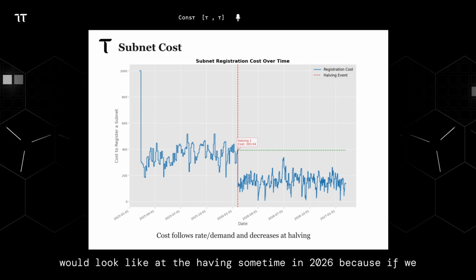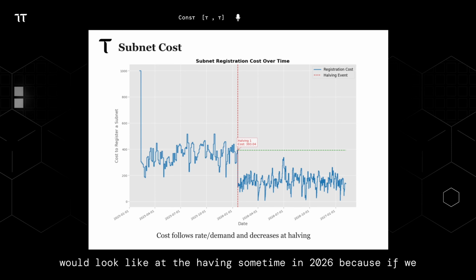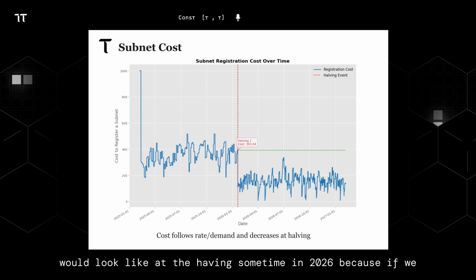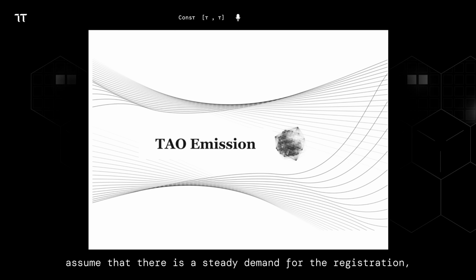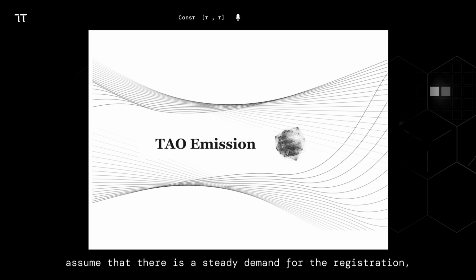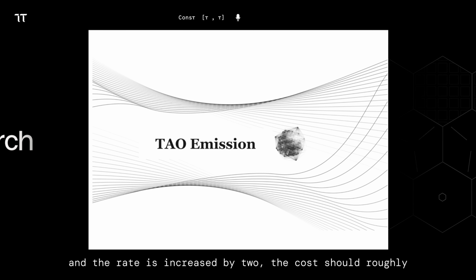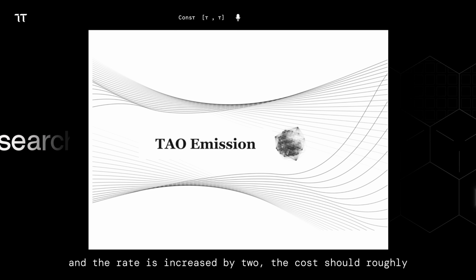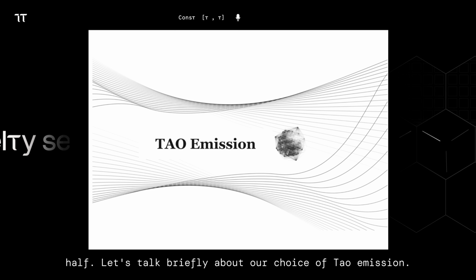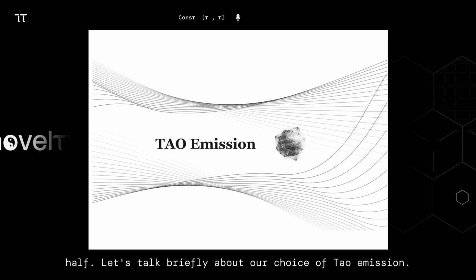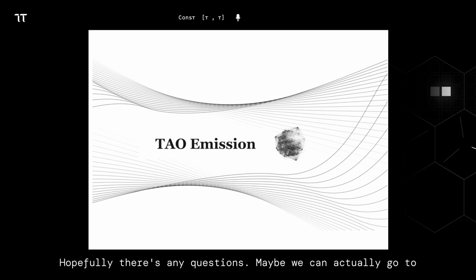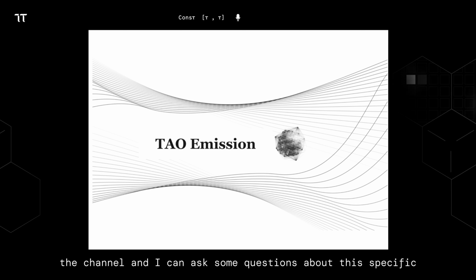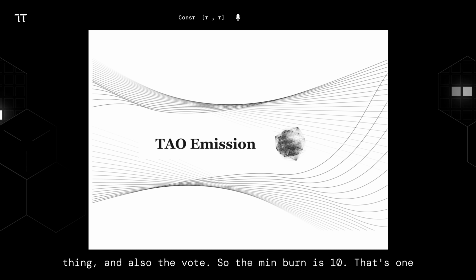So this is what the cost would look like at the halving sometime in 2026. Because if we assume that there is a steady demand for the registration and the rate is increased by 2, the cost should roughly halve. Let's talk briefly about our choice of tau emission. Hopefully, if there are any questions, maybe we can go to the channel and I can ask some questions about this specific thing and also the vote.